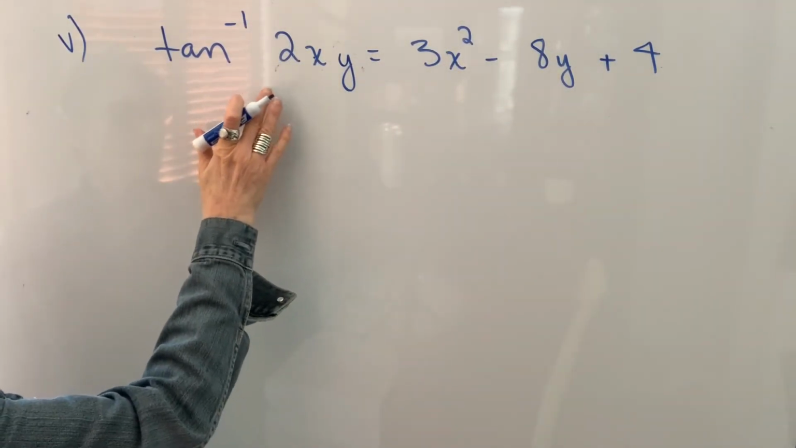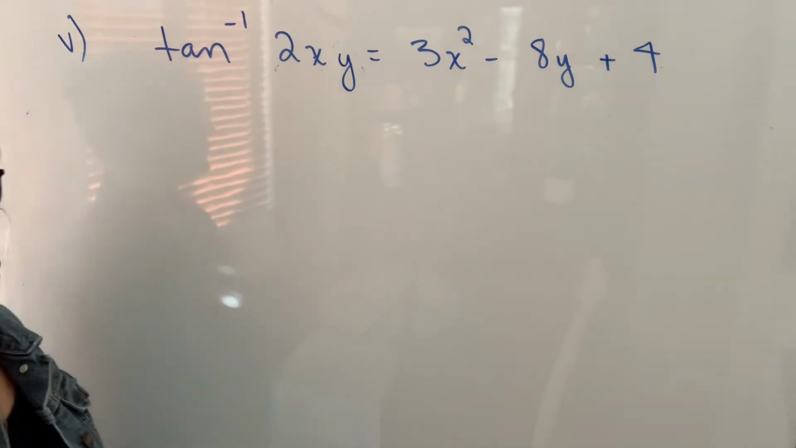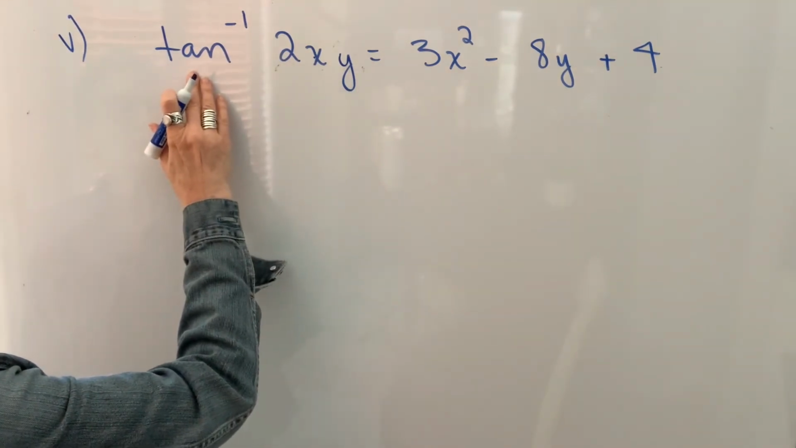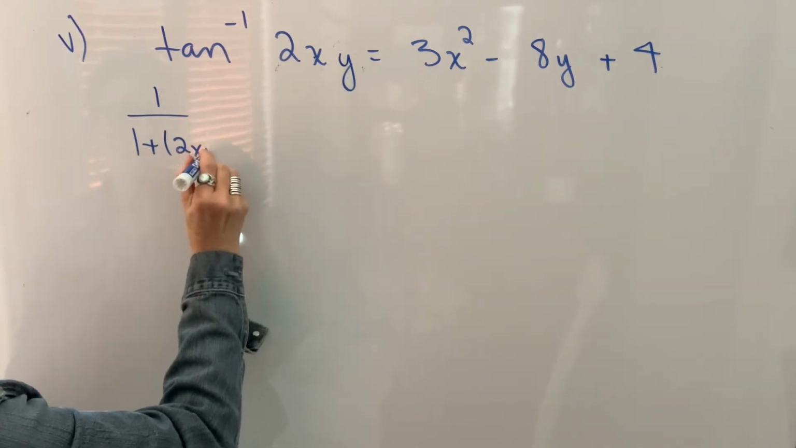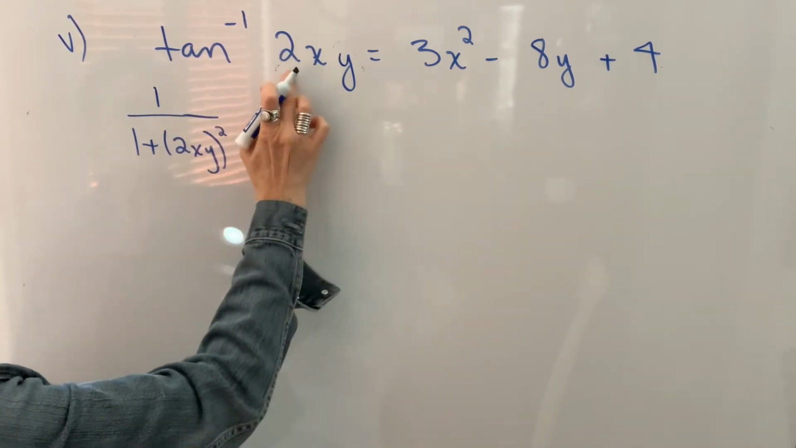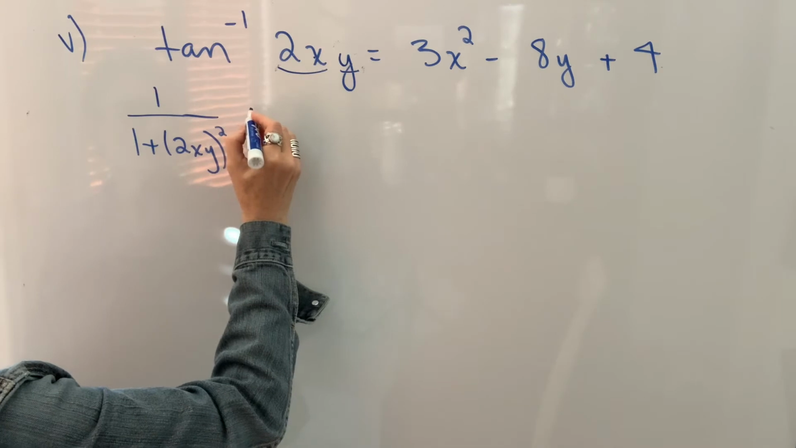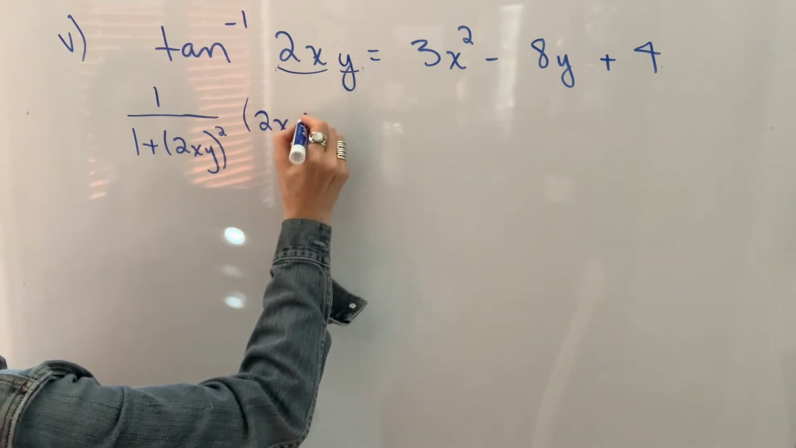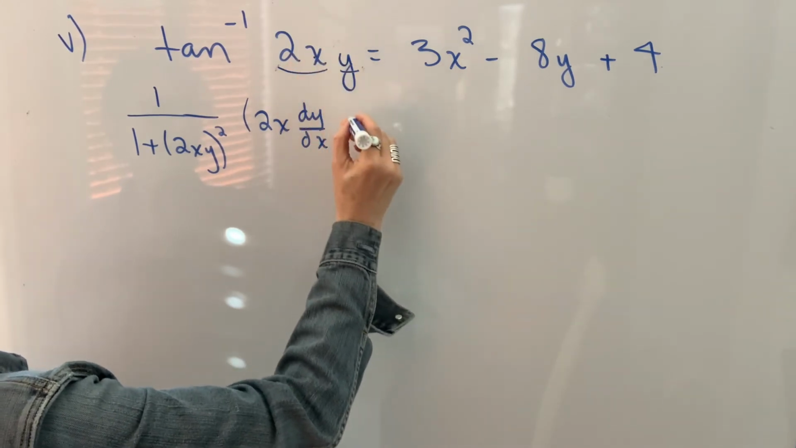So with this example, it is an implicit function, which means we need to differentiate every term with respect to x, our independent variable. And whenever you differentiate y with respect to x, you should end up with a dy dx. So we'll start with this term, the inverse tangent. We know the derivative is 1 over 1 plus our u, which is 2xy squared. And then we multiply by the derivative of this. This is a product. We have 2x times y. So we use our product rule, and our derivative will be 2x times the derivative of y, which is dy dx, plus y times the derivative of x, which is just 2.